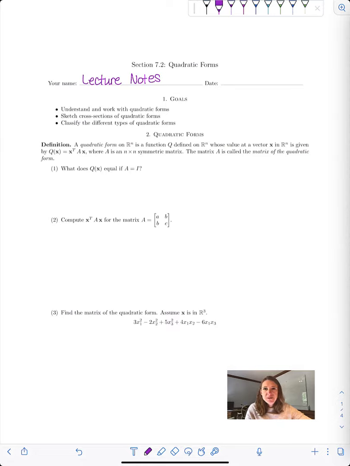Hello and welcome to section 7.2 of our linear algebra notes. Today we are going to learn about quadratic forms. We'll do a little bit of sketching of them and some classification.